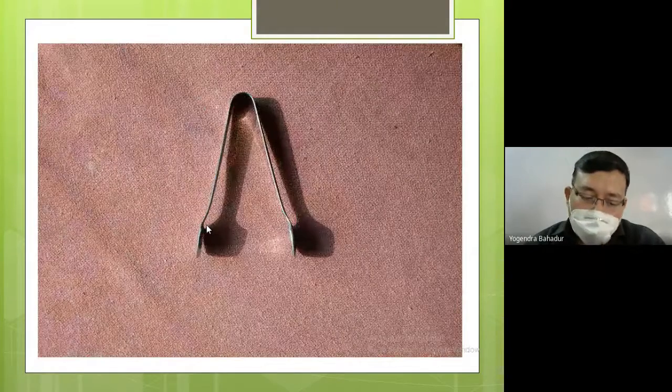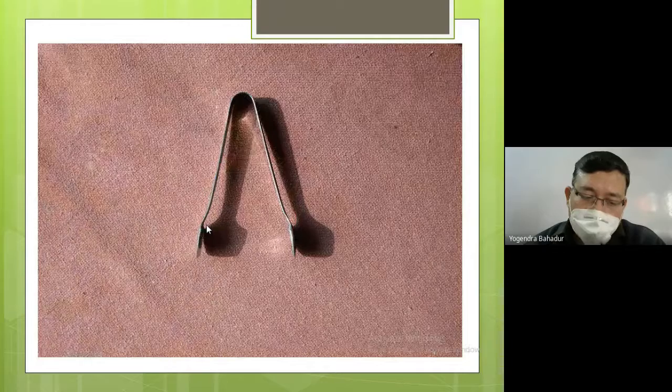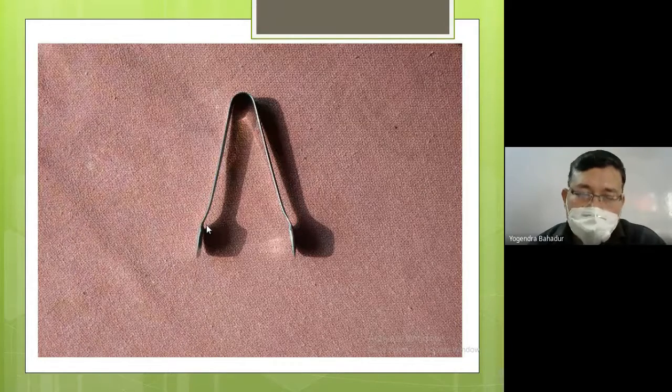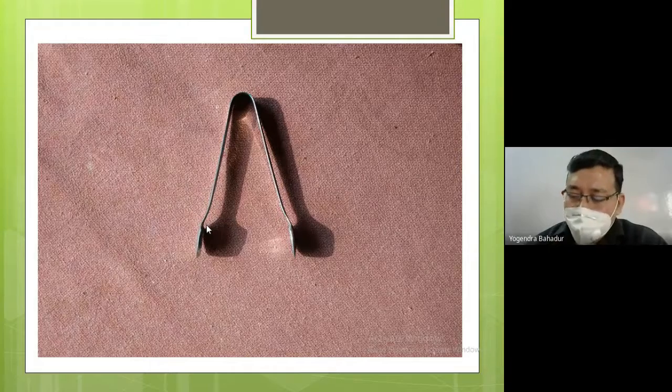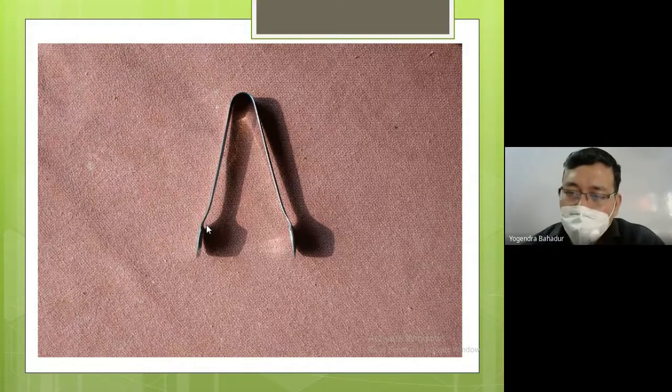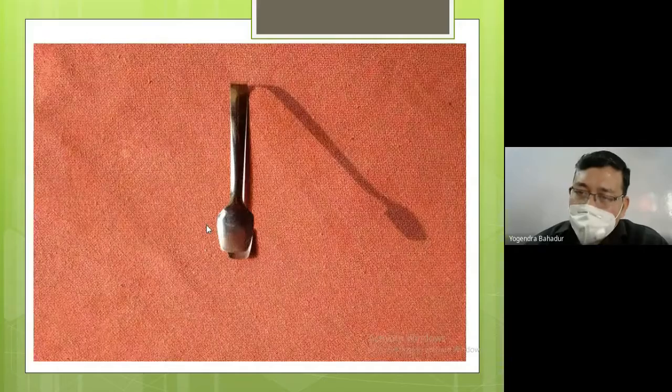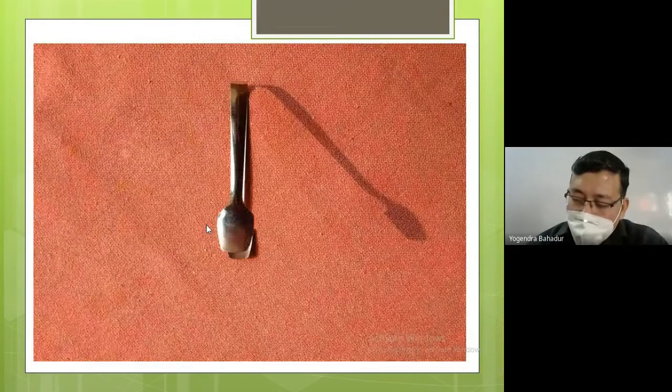This is a very small tong which is used to pick up sugar cubes while doing the service of tea and coffee. That's why it is known as the sugar tong. This is the side view of the sugar tong.